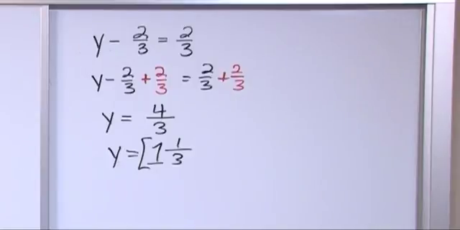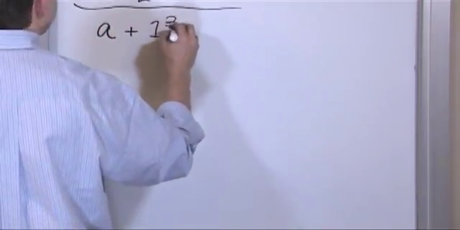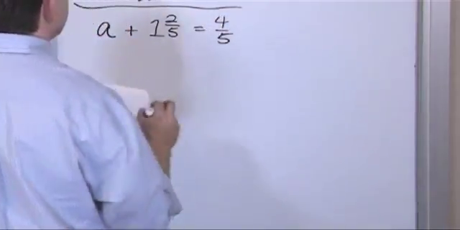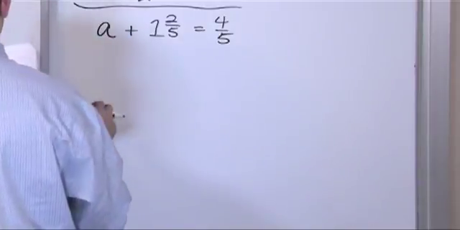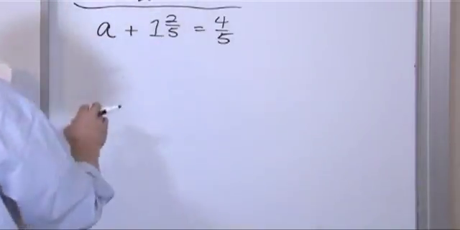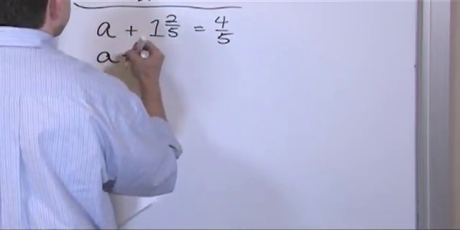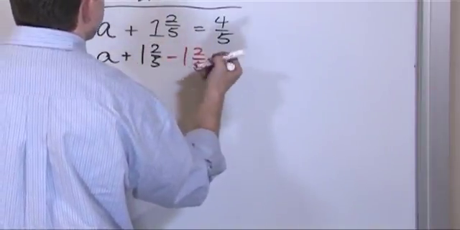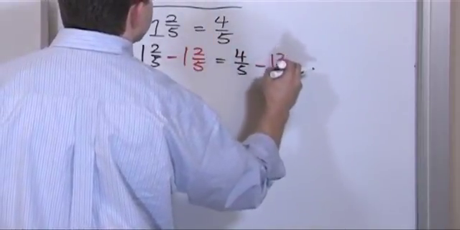And we'll go ahead and do one more nice juicy one with fractions again and give you a little bit of practice. What if we had a plus 1 and 2/5 is equal to 4/5? Okay, probably the easiest way to handle this is to go ahead and take this guy and subtract it and get a by itself. So let's do that right now. We'll have a plus 1 and 2/5 minus 1 and 2/5 is equal to 4/5 minus 1 and 2/5.